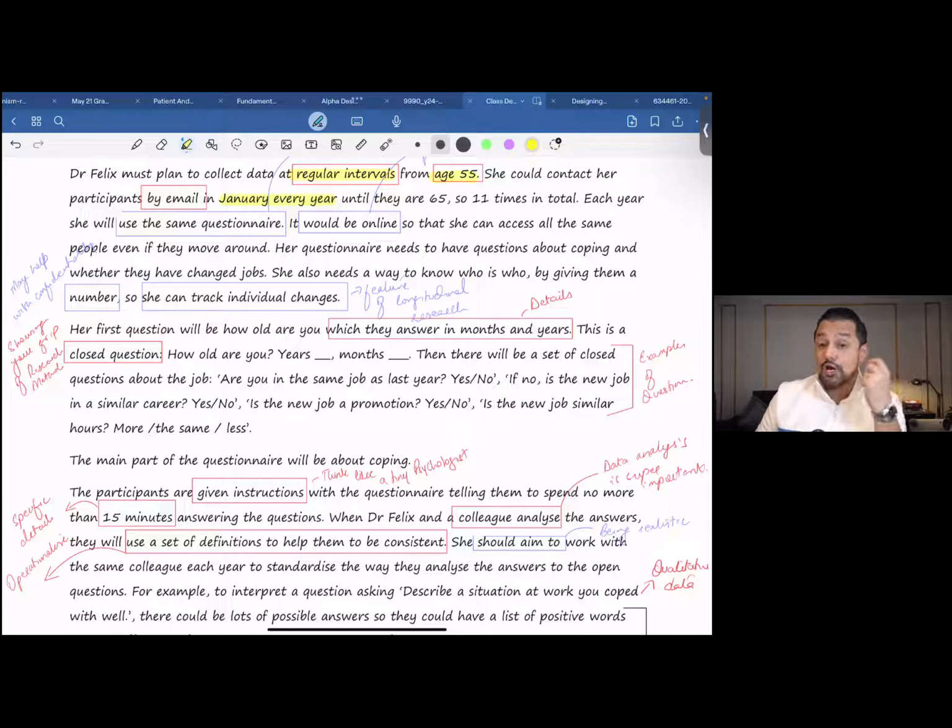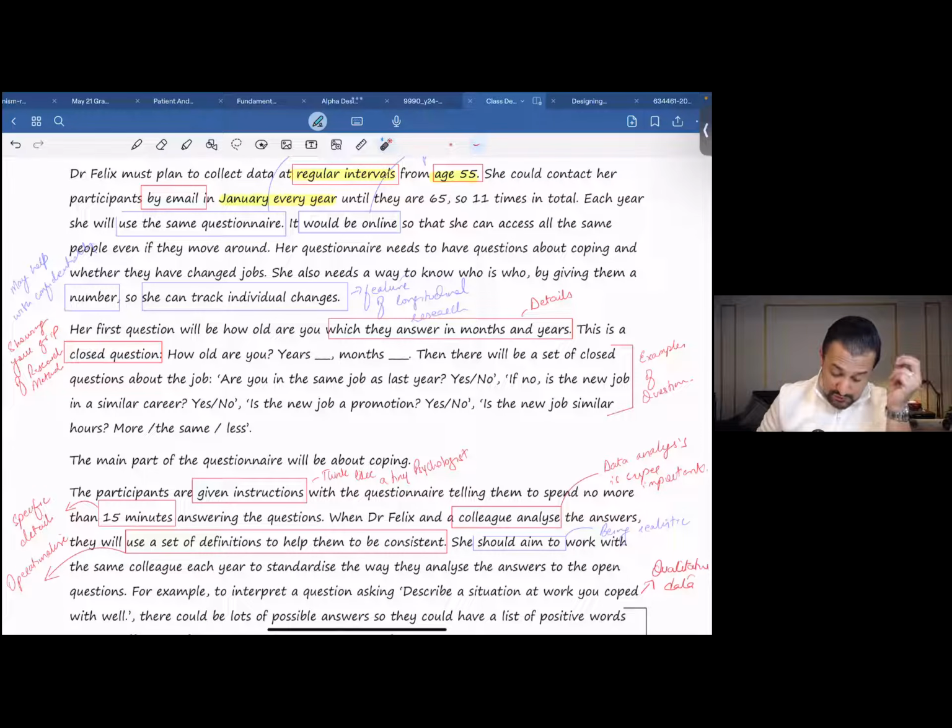She could contact her participants by email in January every year until they're 65. Very good, right? So 11 times in total. Now, recently I was explaining this to a particular batch of students, and they were like, oh sir, does the examiner expect us to spoon feed him? I'd say maybe yes, do it. If that's helping you gain marks, do it. So she could contact her participants by email in January every year until they're 65. So 11 times in total.